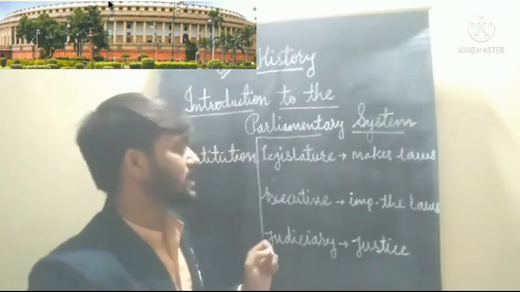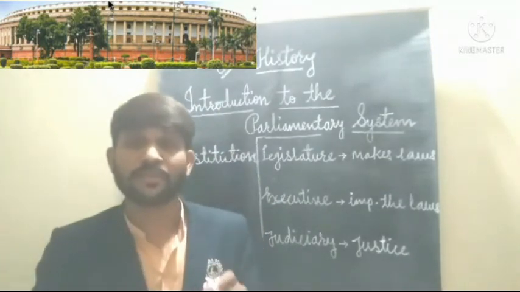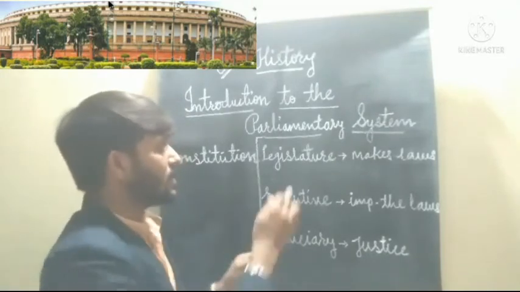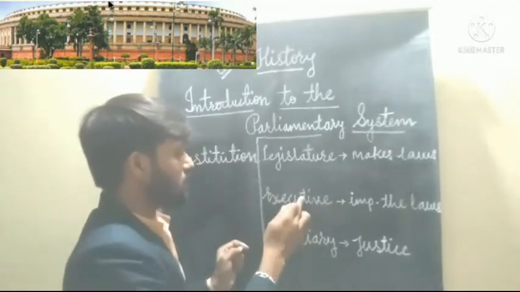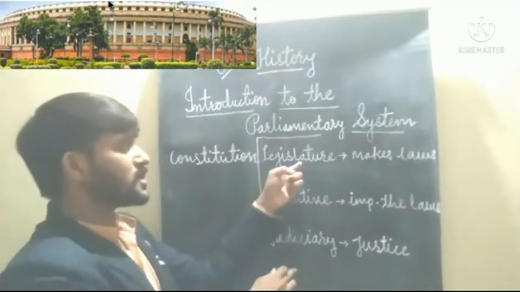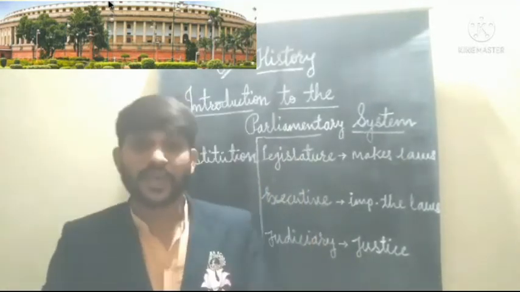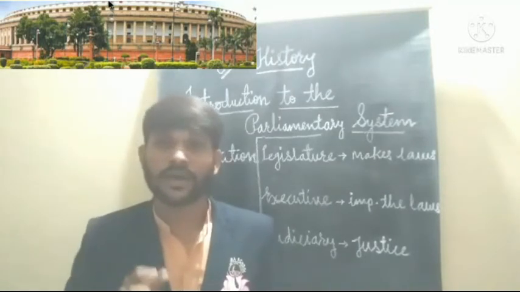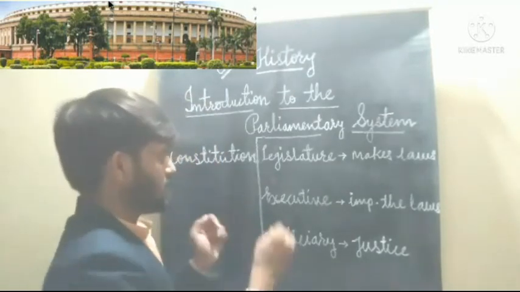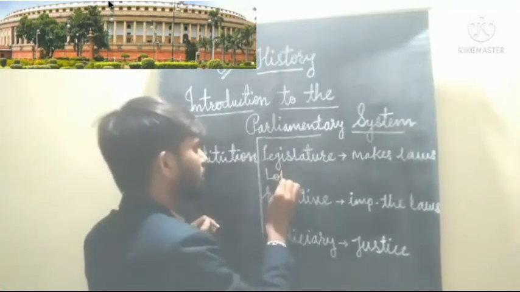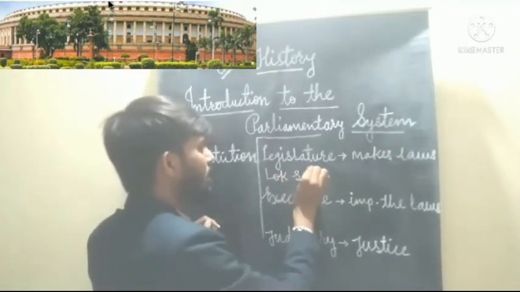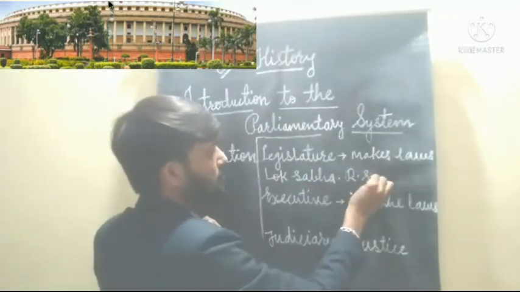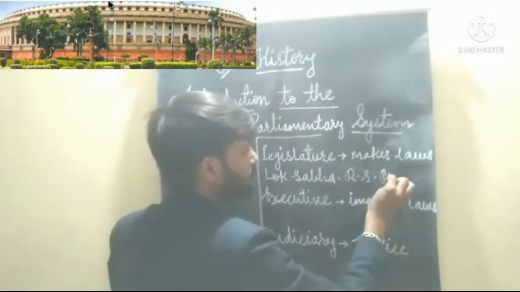So in this way we can say that there are three main branches of the Indian parliamentary system: legislature, executives and judiciary. Now what comes in the legislature? In the legislature we can include Lok Sabha, Rajya Sabha and President.